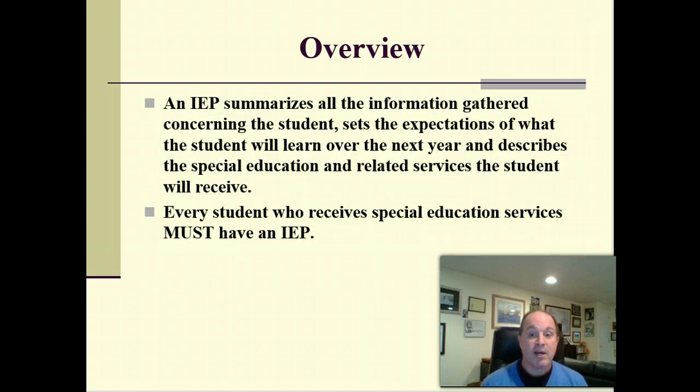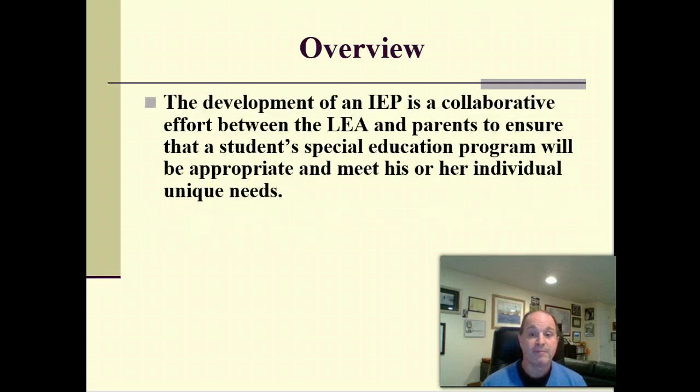Now, an IEP summarizes all the information gathered concerning the student, sets the expectations of what the student will learn over the next year, and describes the special education and related services the student will receive. And the bottom line, most important thing to understand right now is this. Every student who receives special education services in the United States must have an IEP. So if you have a child classified with a disability in your classroom, that child needs to have an IEP associated with him or her. No exception to the rule whatsoever.